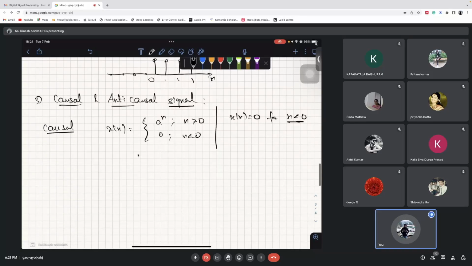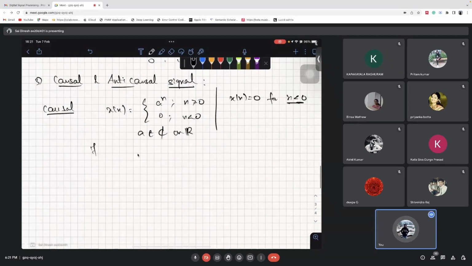So this is an example of a causal signal here. A can belong to the complex or real domain. Now if mod A is less than 1, then x of n tends to 0 as n tends to infinity, and if mod A is greater than 1, mod x of n tends to infinity as n tends to infinity. So this is a type of causal signal that we have, and this is a monotonically decreasing function and this is a monotonically increasing function.